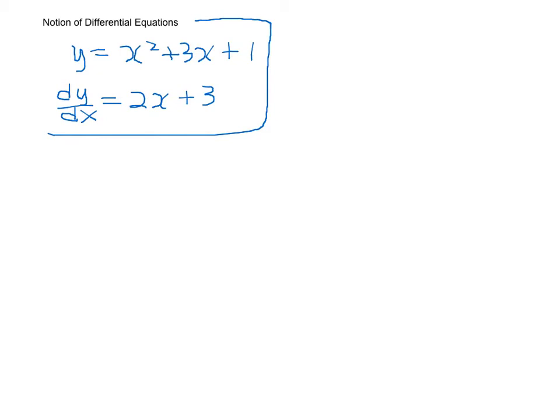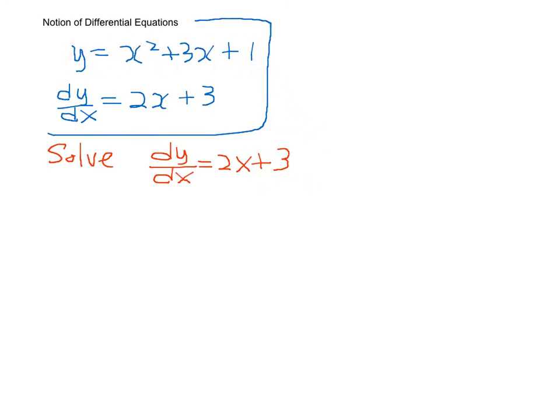What if someone asks you, can you please solve this thing here? And when you see this, you ask yourself, okay, what is it you're asking me to do? Well, basically they ask, can you find me a function y, so that when you differentiate that function, you get 2x plus 3? So in other words, they're asking you to find y here, but this is slightly different.